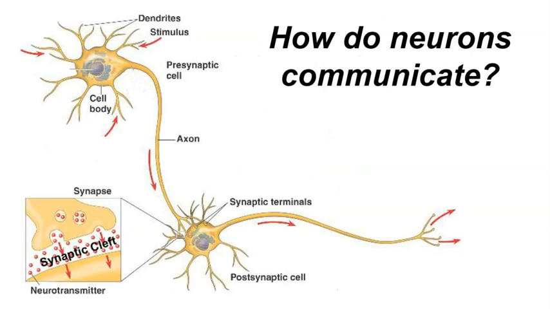Another example of what physiology can help us understand is how the nervous system uses electrical and chemical signals, similar to what we see in the muscular system, so that one neuron can communicate with another neuron.